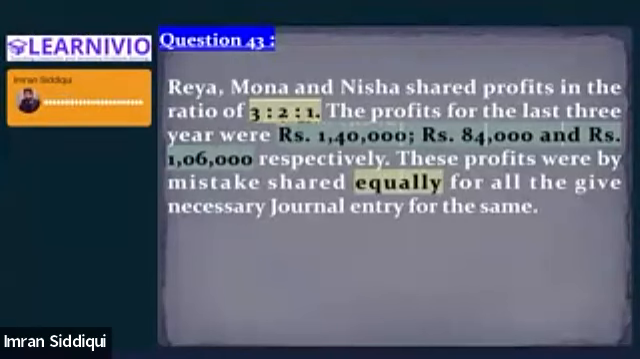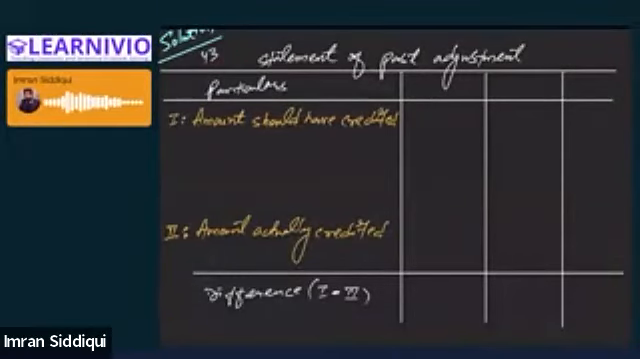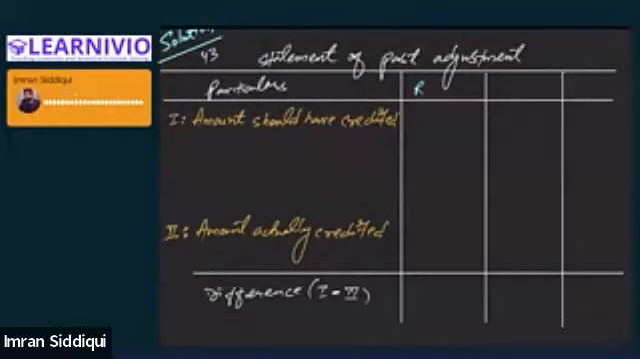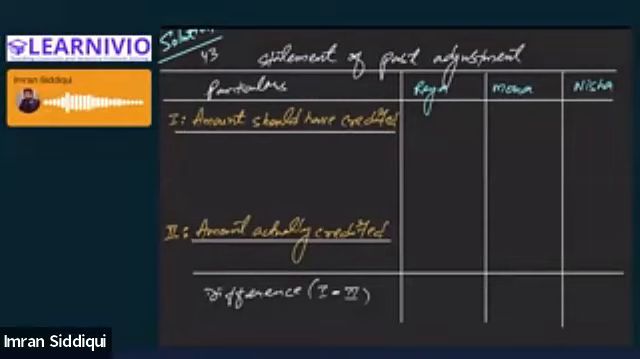First of all, we'll draw this format and write down the amount. We have three partners here: Ria, Mona, and Nisha. We'll write down their names. The first component of this format is the amount that they should have actually got, that is, the amount that should have been credited to their account. Then the amount that by mistake actually got credited. After writing this, we'll subtract the second component from the first component.